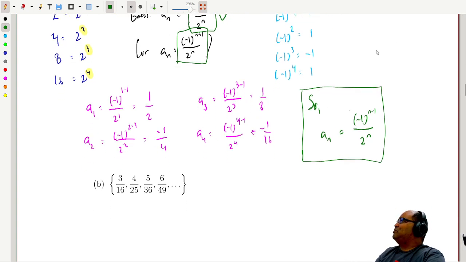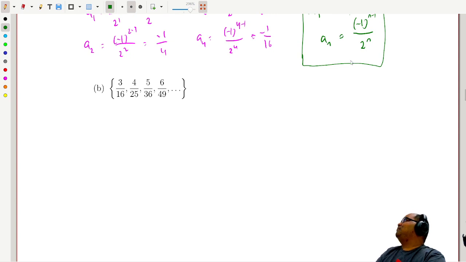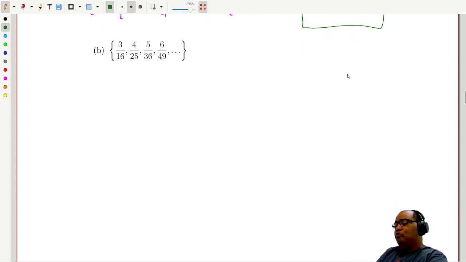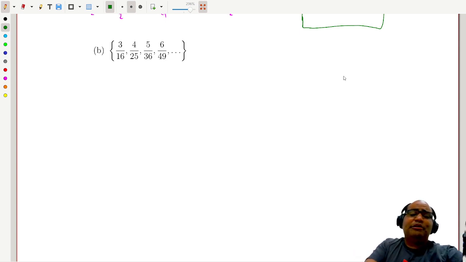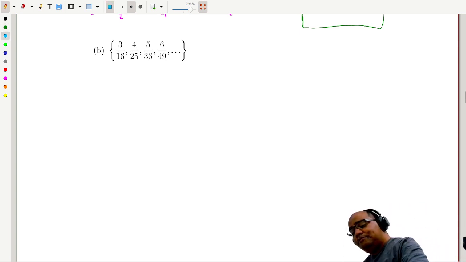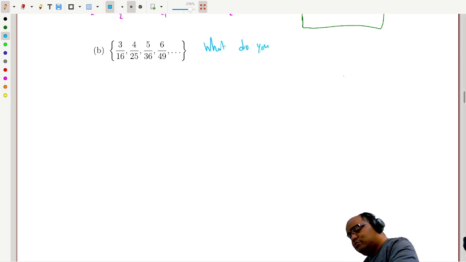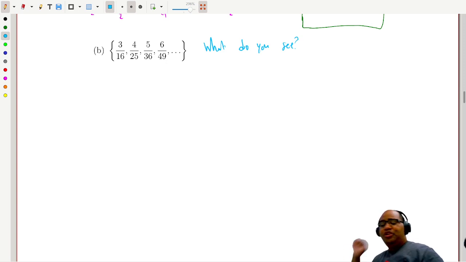Let's take a look at another one here, that next one. So, here we go. 3 over 16, 4 over 25, 5 over 36, 6 over 49. Do you think you know what the next term is? Try to see if you can figure it out. Okay, what do you see? Let's ask that question. So let's make our list here. What do you see?